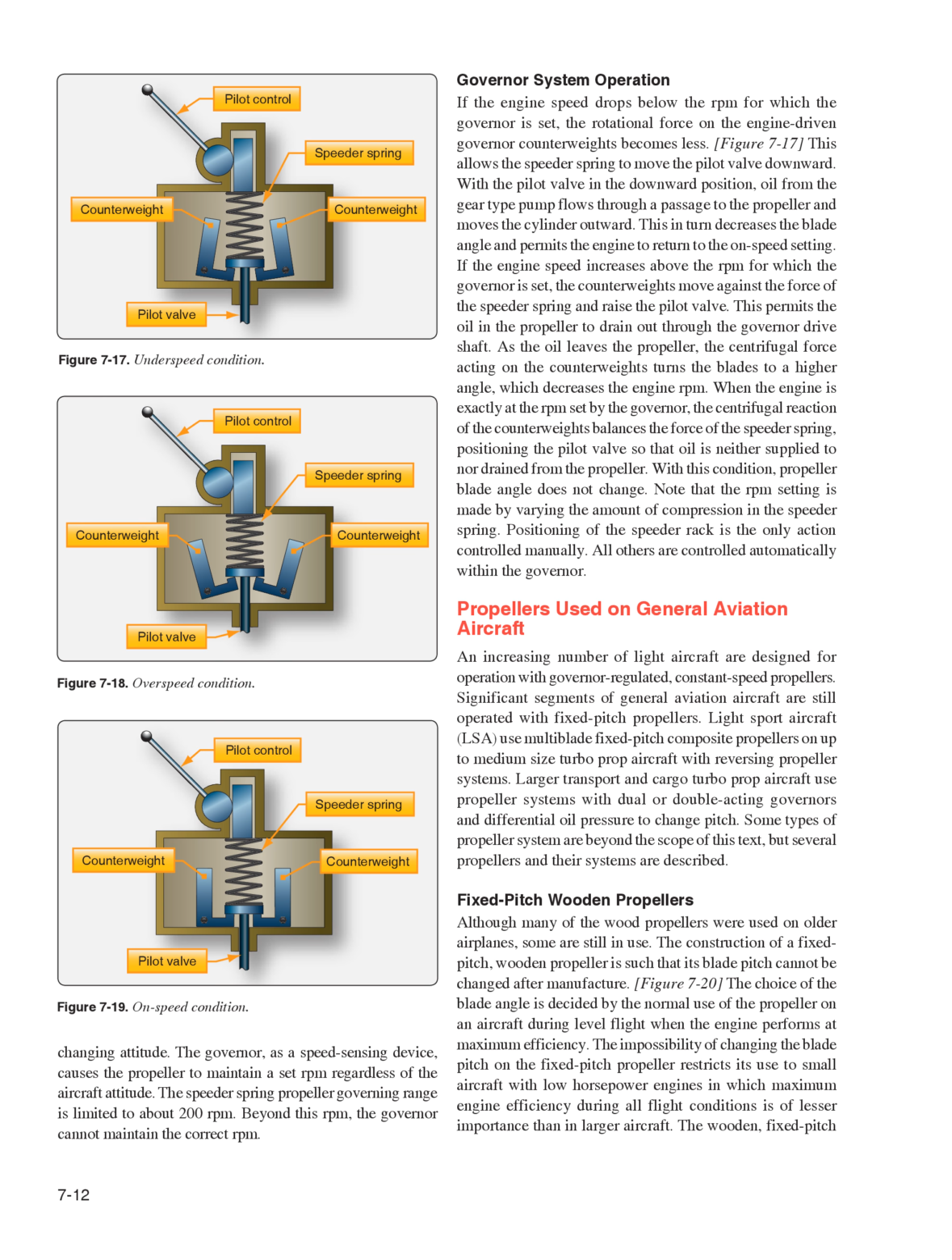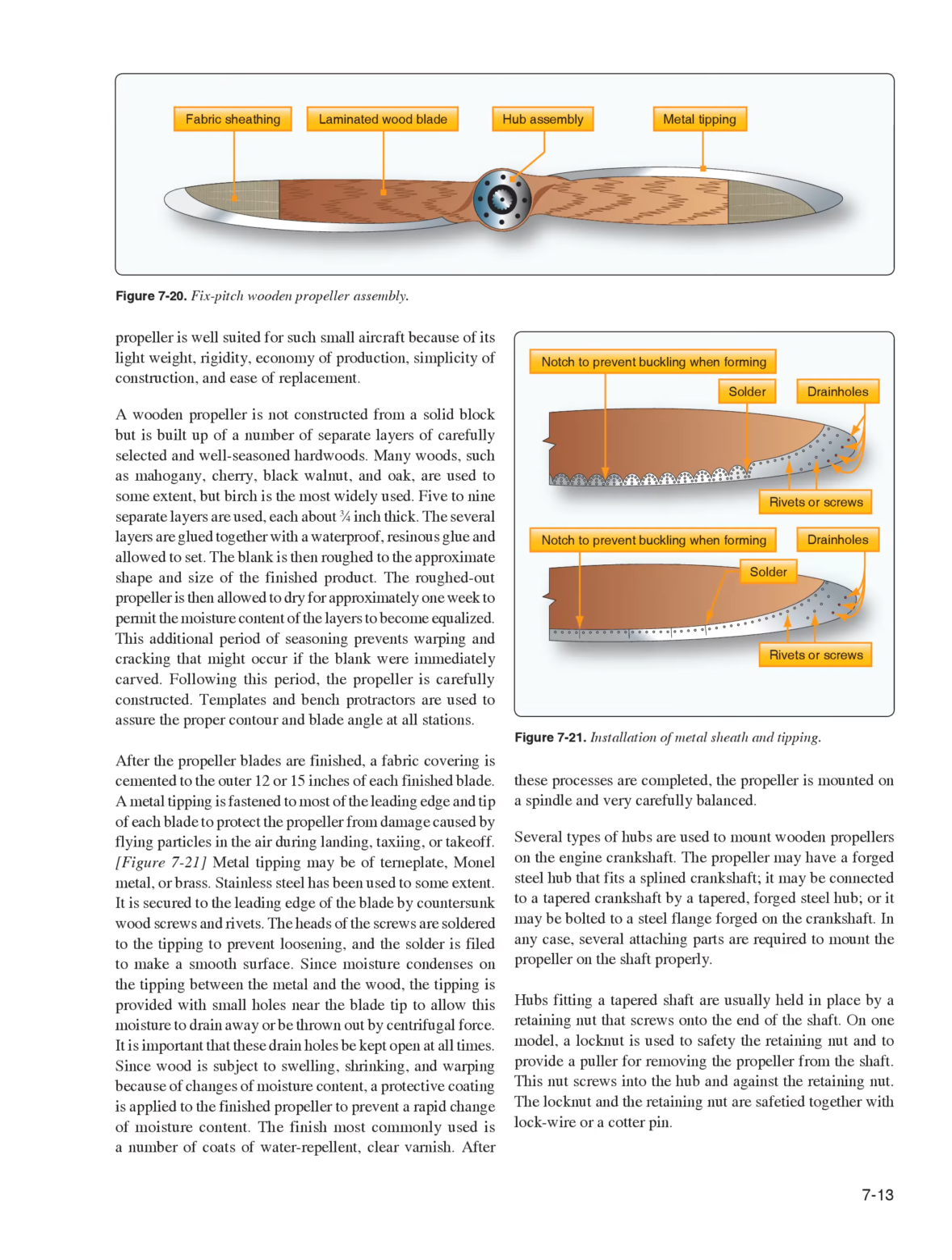The impossibility of changing the blade pitch on the fixed-pitch propeller restricts its use to small aircraft with low horsepower engines in which maximum engine efficiency during all flight conditions is of lesser importance than in larger aircraft. The wooden, fixed-pitch propeller is well suited for such small aircraft because of its light weight, rigidity, economy of production, simplicity of construction, and ease of replacement.